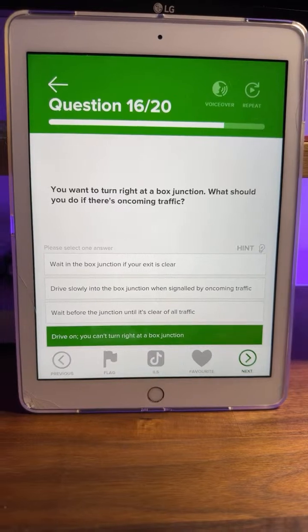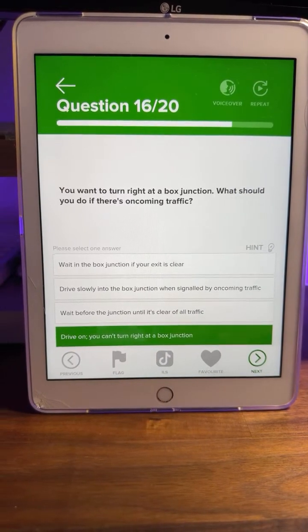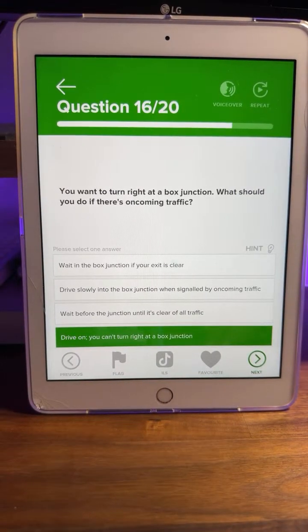You can't see the question. Sorry, there you go. Is that a bit better? Sorry, I've moved it slightly. There we go.